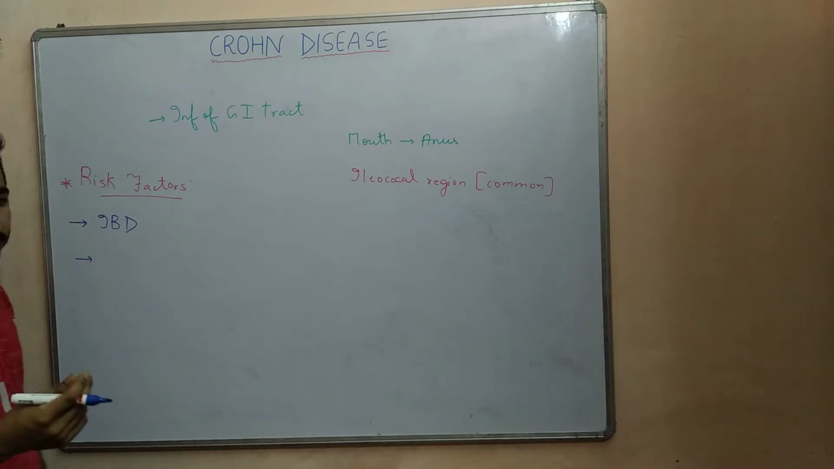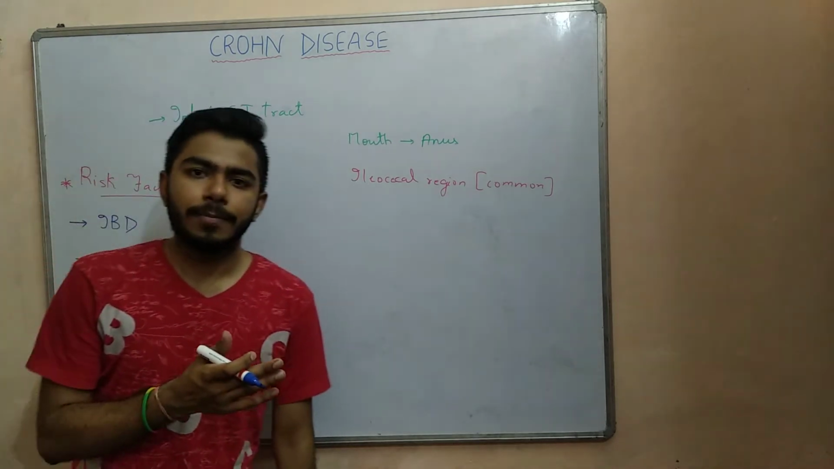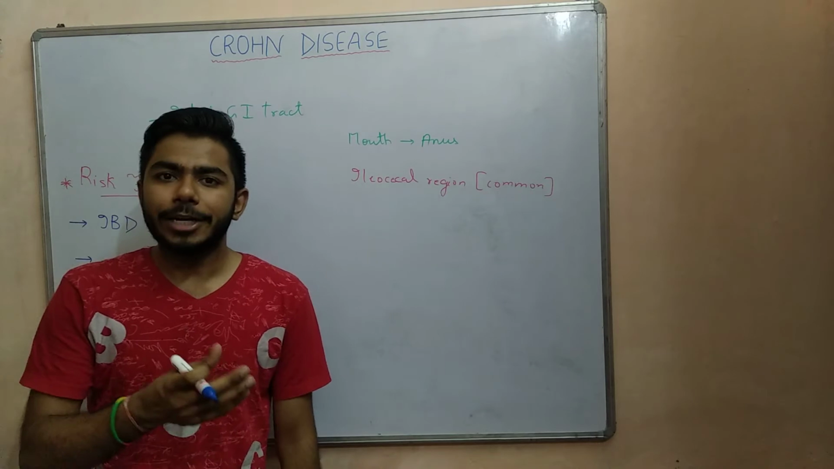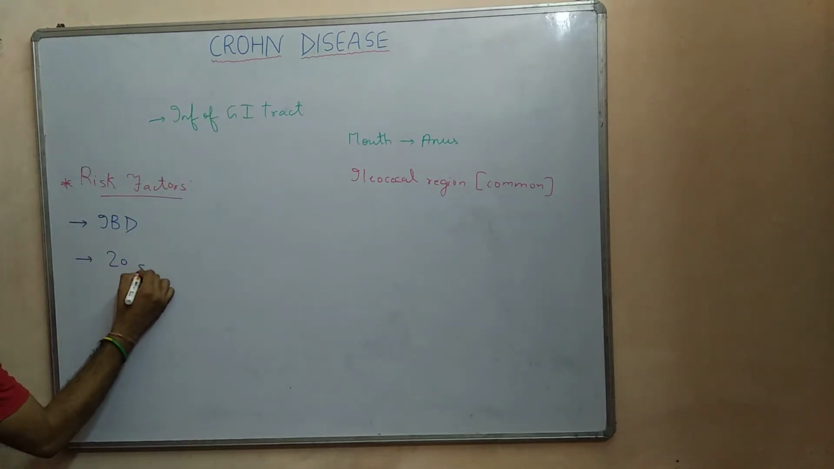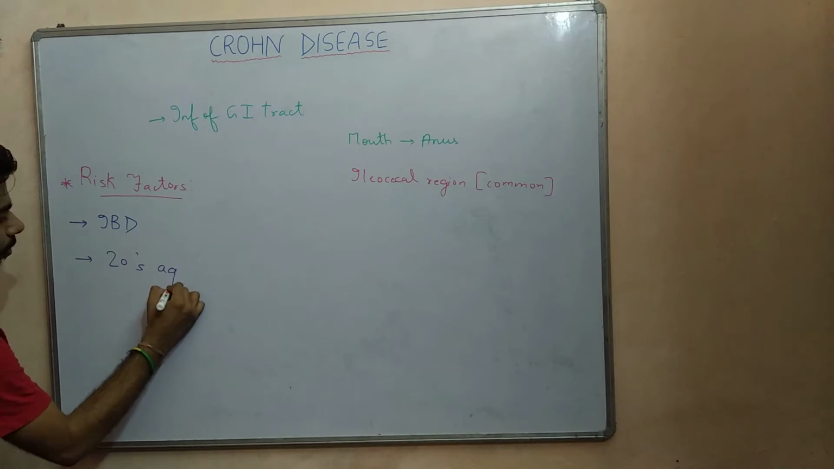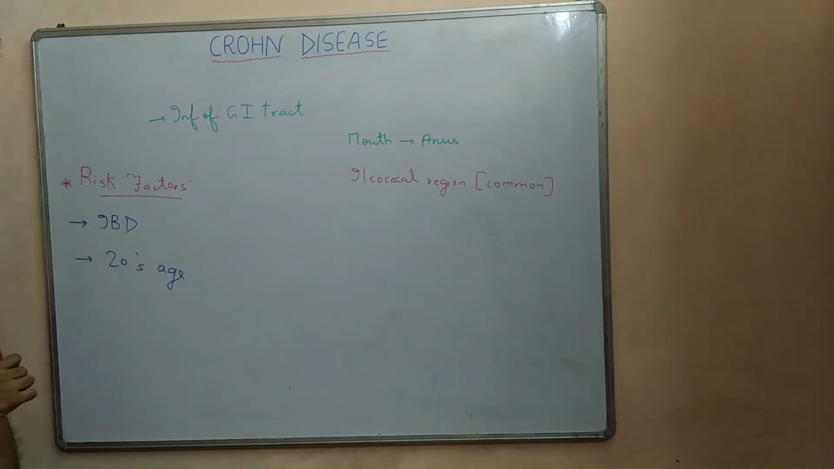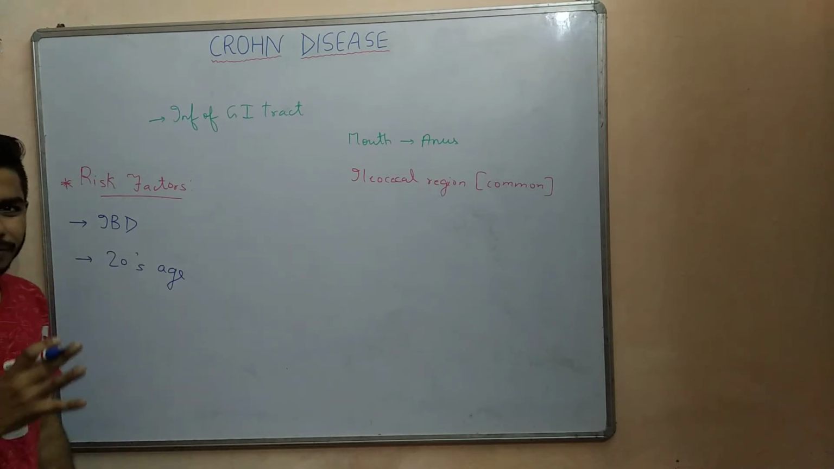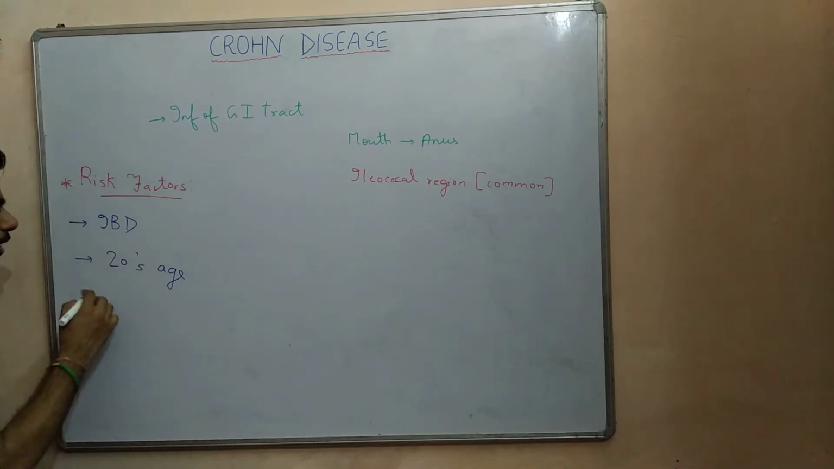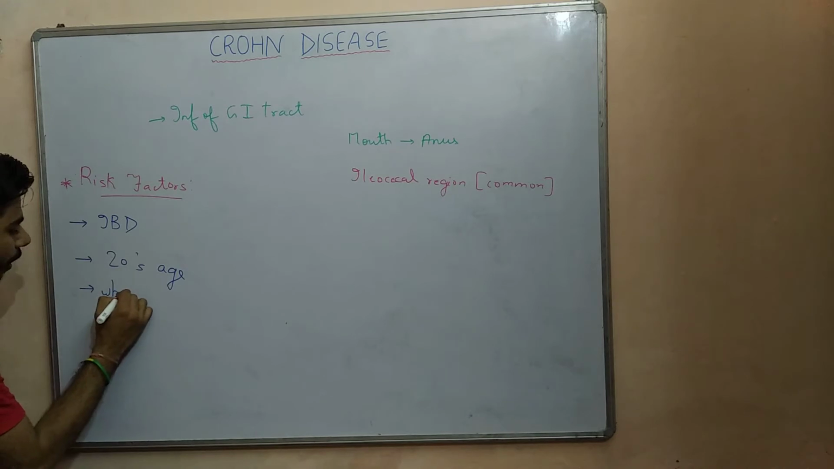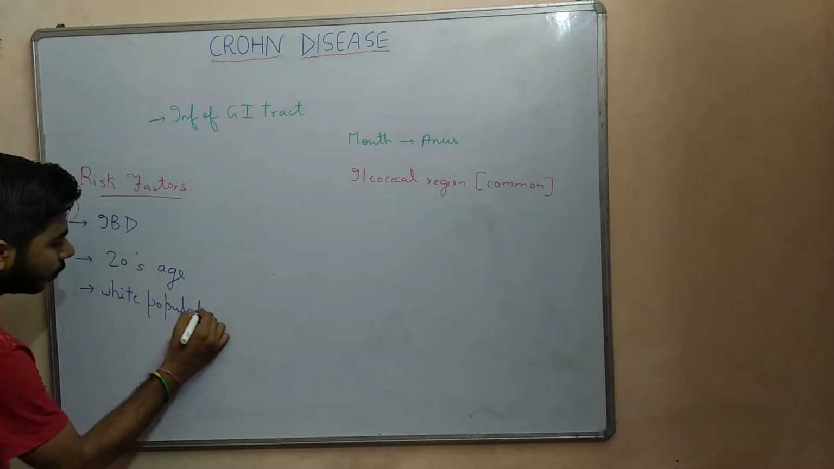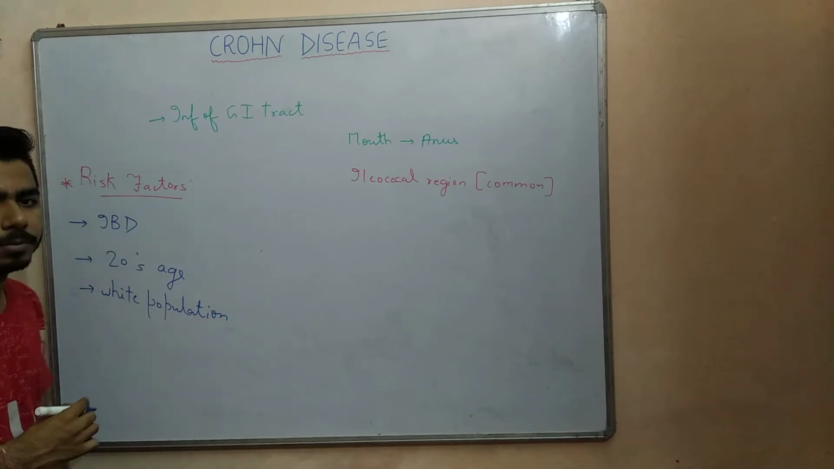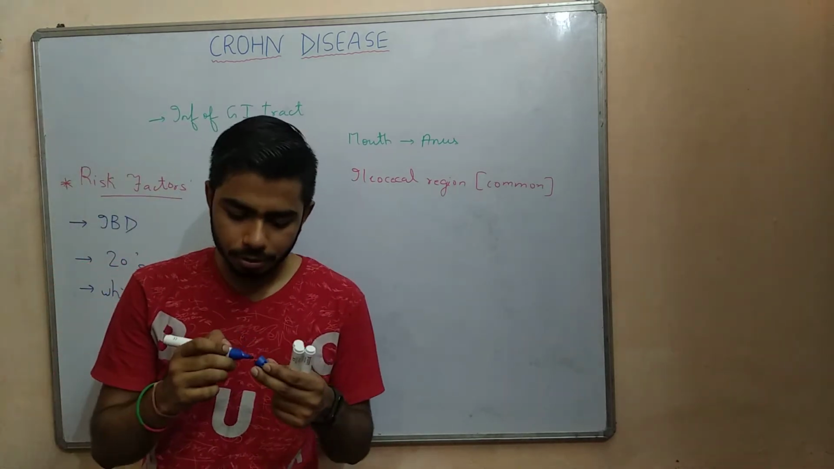Secondly, the persons who are in their young age, for example, in their 20s, are most susceptible to having Crohn's disease. Okay, so these are some risk factors. And if you talk about the population, the white population is most susceptible to having Crohn's disease.